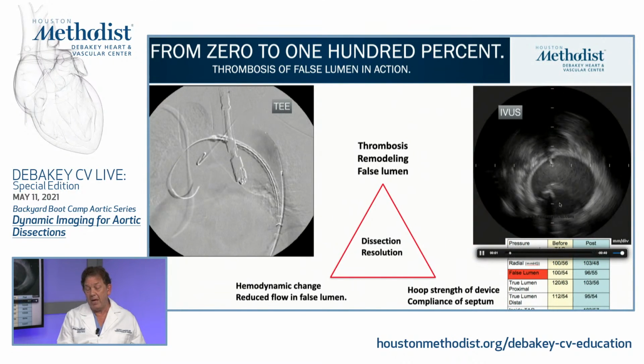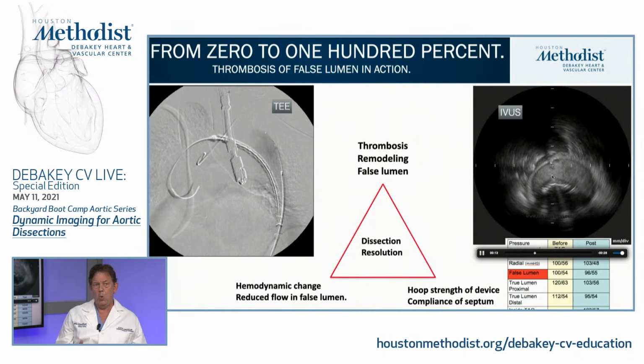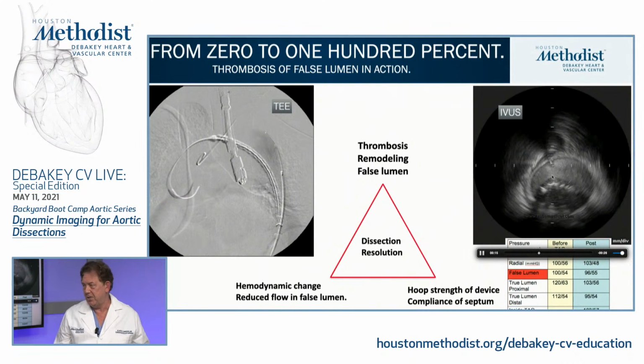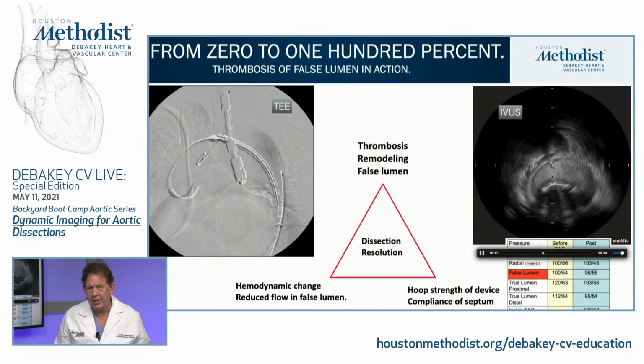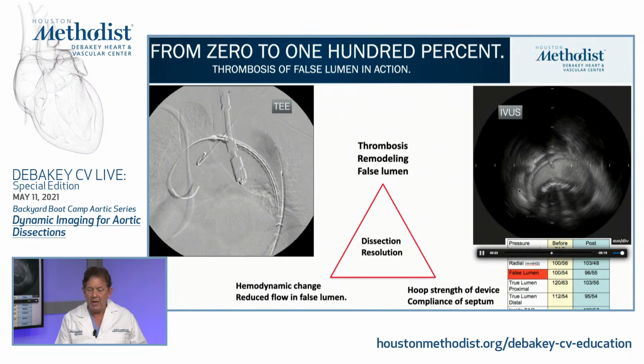This is an example of dynamic imaging. Here's the stent graft. Here's the septum. Now what you're going to see is that all of a sudden it deploys. This is what you want to see. All of a sudden the flow in the false lumen slows down. We presume that's the antecedent for thrombosis actually occurring. So there are all of these different dynamics, in this diagram in the middle, that we're expecting to see.